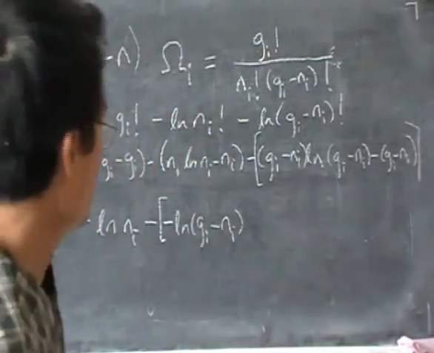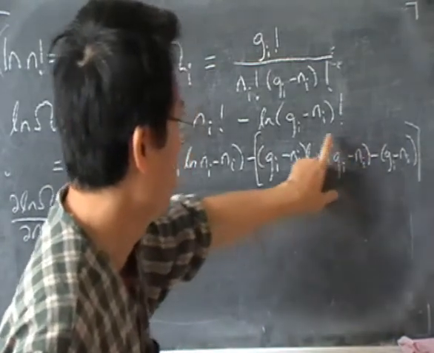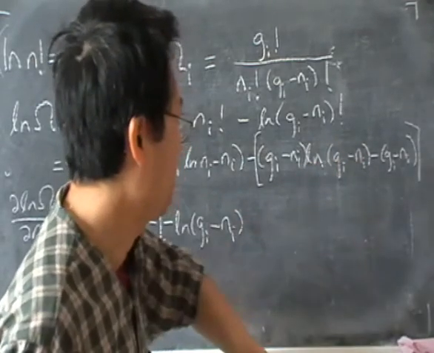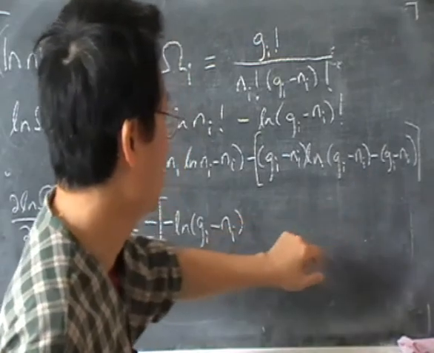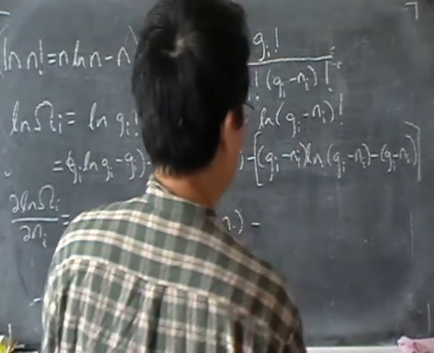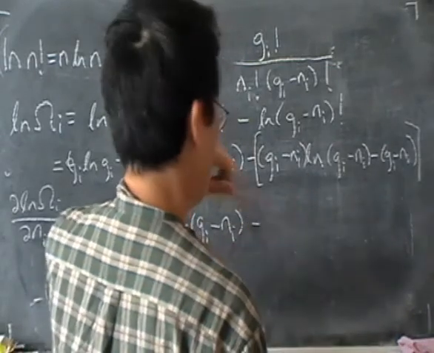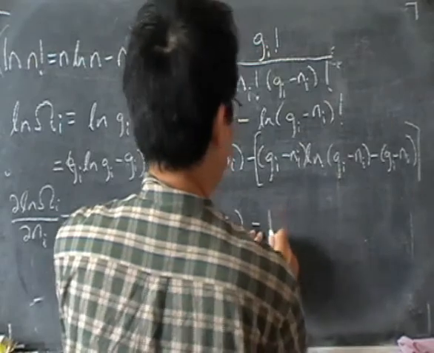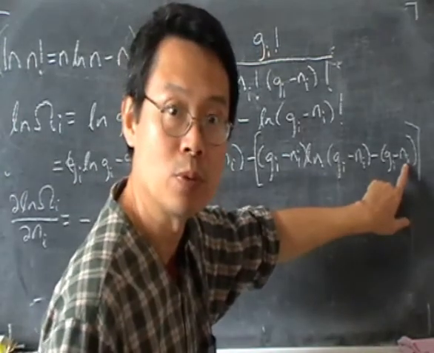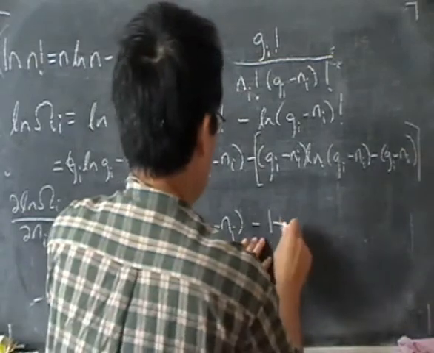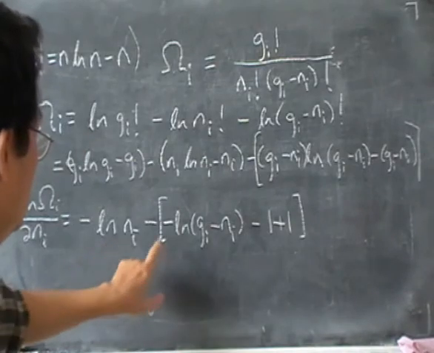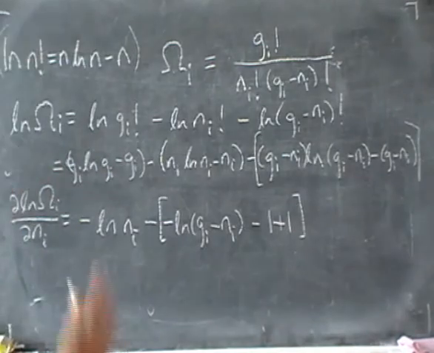Alright, now in the next term, I will differentiate log of that, and because there's a minus sign there, I'll end up with minus of 1 over this, times this, which is minus 1. Right, and then when we differentiate the n_i there, we get 1. With the two minus signs there, I'll get a plus 1. So minus 1 plus 1 is 0, and I'm left with just this plus this. So that's the expression that we have.